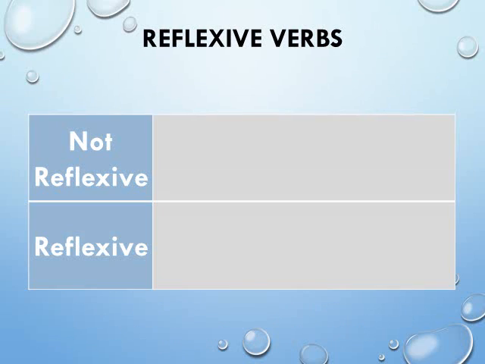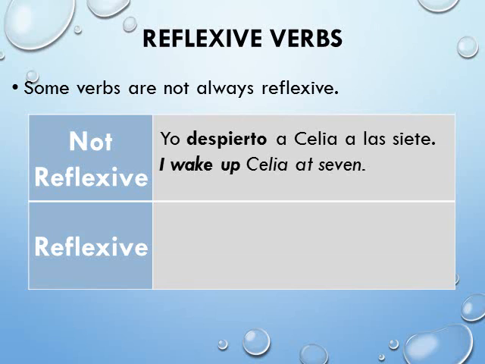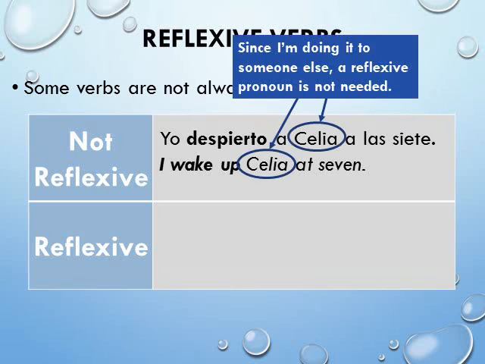Right? All right, guys, here's one other thing about reflexive verbs. So, some verbs are not always reflexive, okay? Now, let's look at this example. So I have yo despierto a Celia a las 7. I wake up Celia at 7. Since I'm doing this to someone else, a Celia, you do not need to put a reflexive pronoun before despierto. Okay, so I'm not waking myself up, I'm waking someone else up. Therefore, I am not the direct object, I am simply the subject.